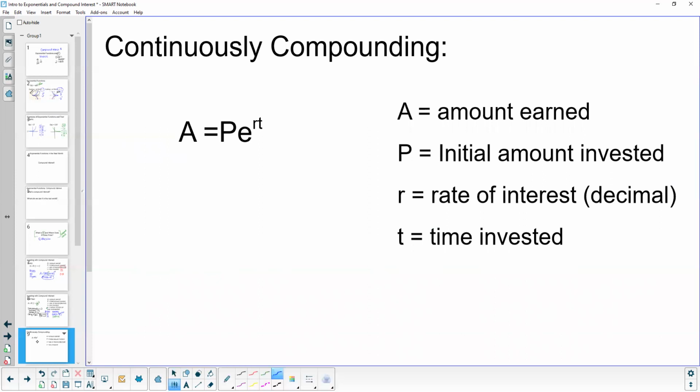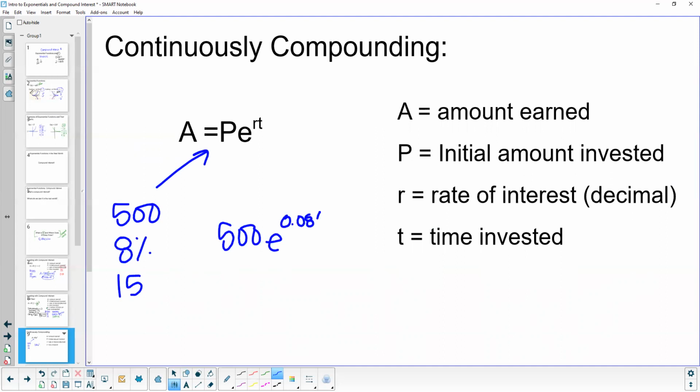So let's take our same situation. We've got our $500 that we're investing. We're still investing at 8%. We're still leaving it in for 15 years, but this time we're going to compound it continuously. This ends up being the maximum amount because there's no way we can compound it more often than that. So we take 500 times E to the power of 0.08 times 15. If you're looking for the E button, it is found right above the natural log button. It looks like it says IN, but it's actually an LN.